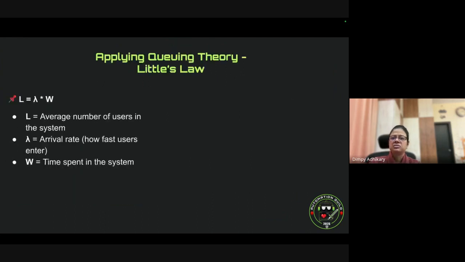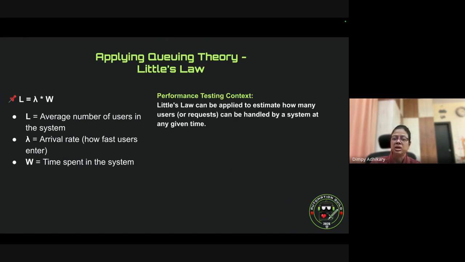Next is applying queuing theory. It's a little fun here because this is a mathematical model or formula where L equals the average number of users in a system, lambda is the arrival rate, like how fast users are entering into your system, and W is the time spent in the system. In performance modeling, we add a few additional things so that our formula is more relevant to us.